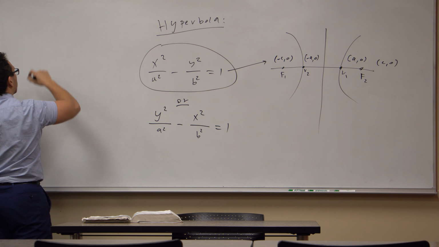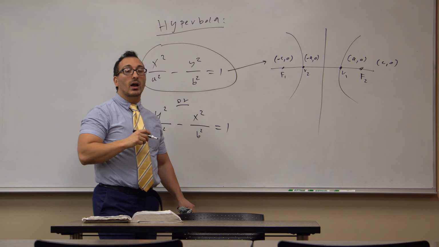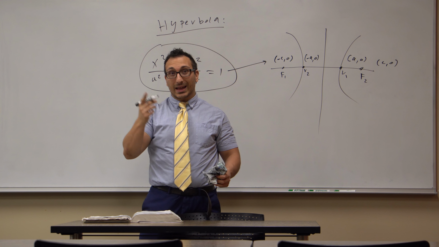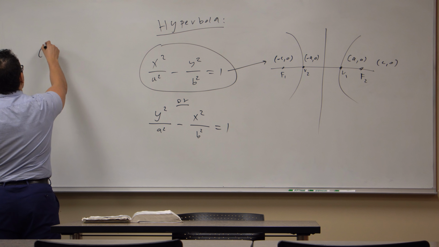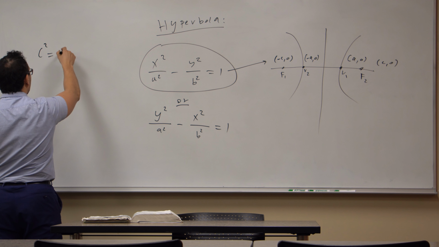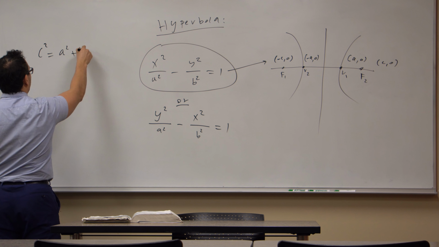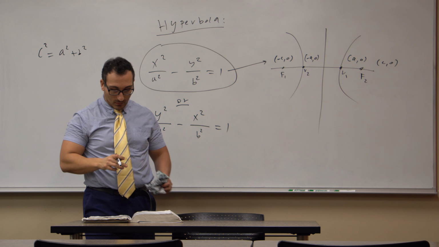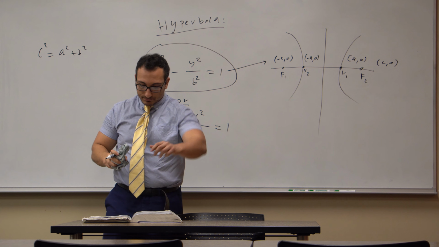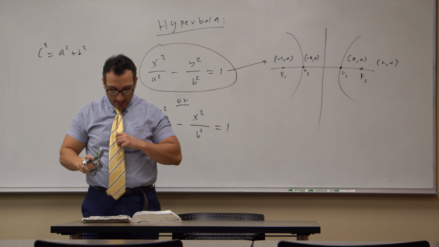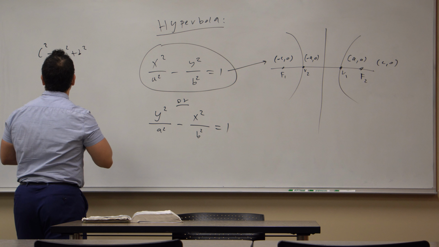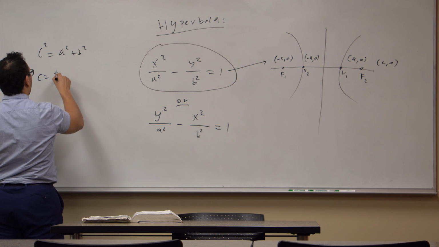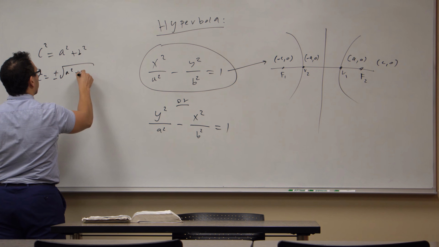With ellipses, c squared used to be a squared minus b squared, but now we have c squared is equal to a squared plus b squared in this case. Okay? That's the difference. So to be able to solve for c, c is equal to plus or minus the square root of a squared plus b squared.